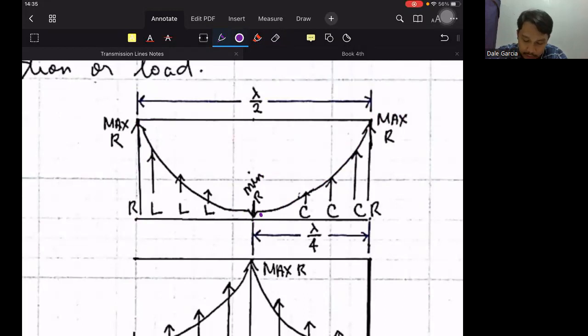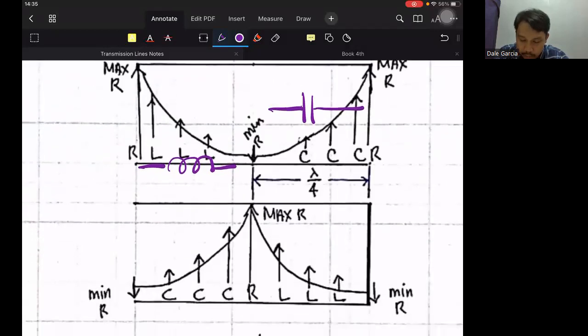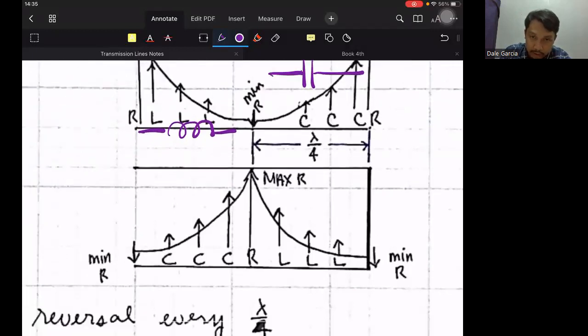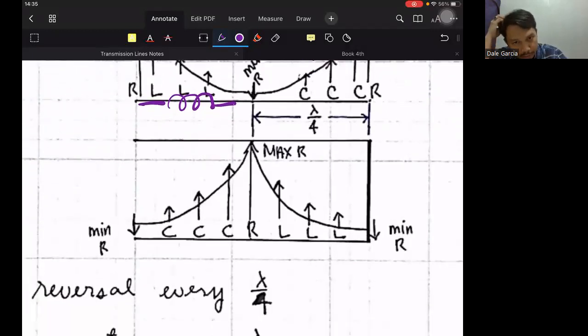If it is shorter than 1/4 wavelength, our piece of wire is like an inductor, no? Like an inductor. If it is longer than 1/4 wavelength but less than 1/2 wavelength, it becomes a capacitor. And the inverse is true if our line is terminated at short. So the idea is the same.